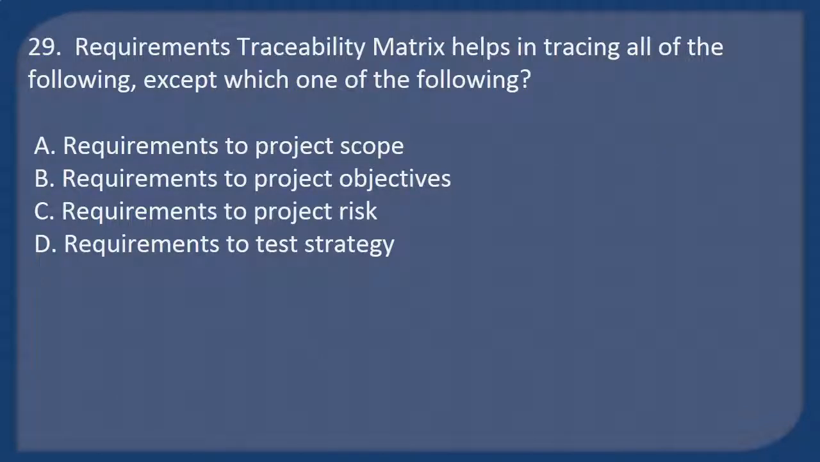Question 29. Requirements traceability matrix helps in tracing all of the following, except which one of the following? A. Requirements to project scope. B. Requirements to project objectives. C. Requirements to project risk. D. Requirements to test strategy.